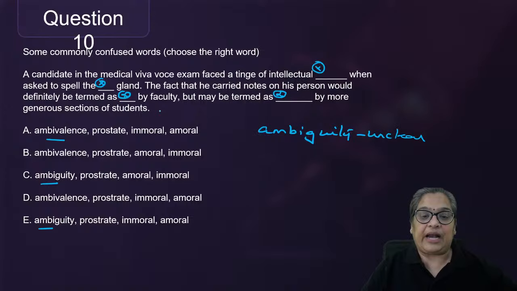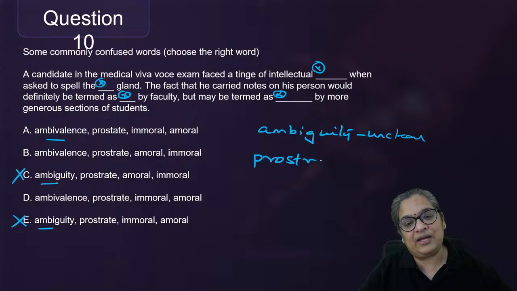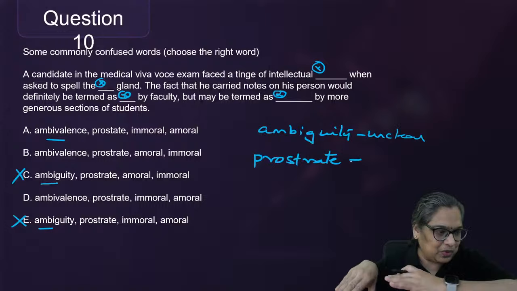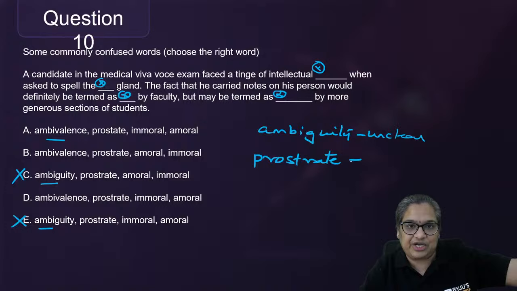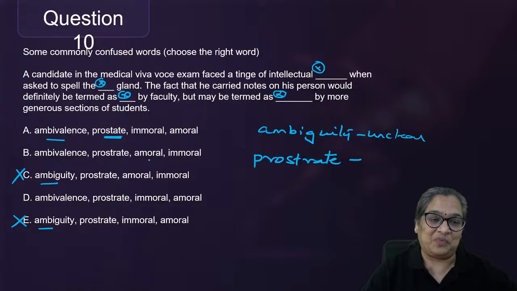Okay? All right. So ambivalence is the word we want. We eliminate C and E. Then, lying down on the ground with your face down, that's called prostrate yourself before the gods. You just go flat on the ground. The name of the gland, though, does not have an R. All right. So now your answer becomes very clear.